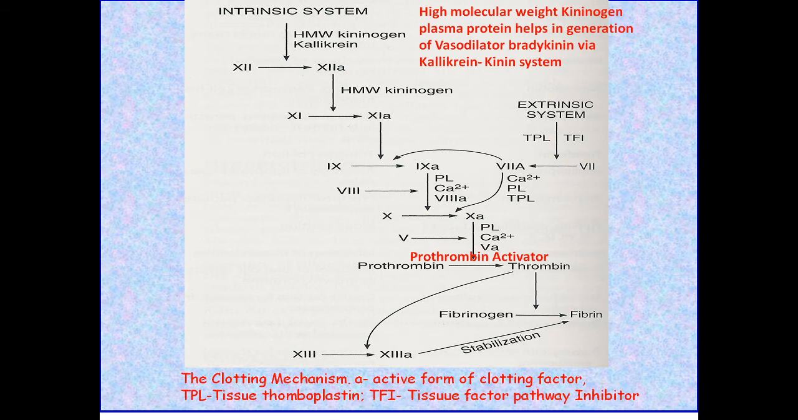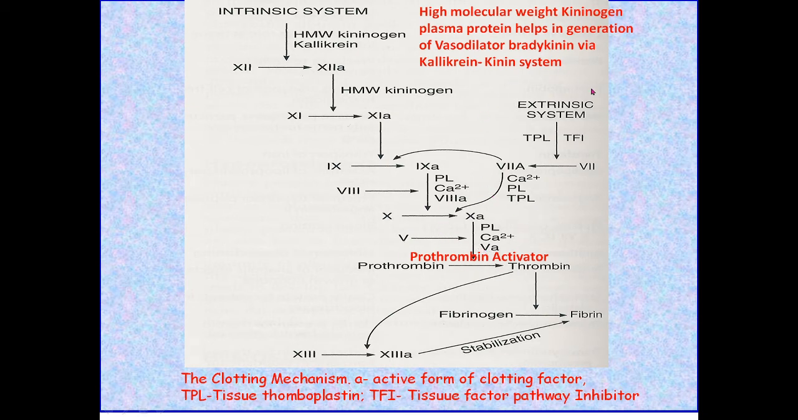In the extrinsic system, it starts from the factor 3, that is the tissue thromboplastin. This tissue thromboplastin, which is generated due to the tissue damage, activates the inactive 7 into the 7A. Then in presence of the calcium ion, phospholipid and the tissue thromboplastin, it activates the factor 10 into the 10A. And this active 10A, in presence of the phospholipid, calcium ion, and the 5A, forms a prothrombin activator.